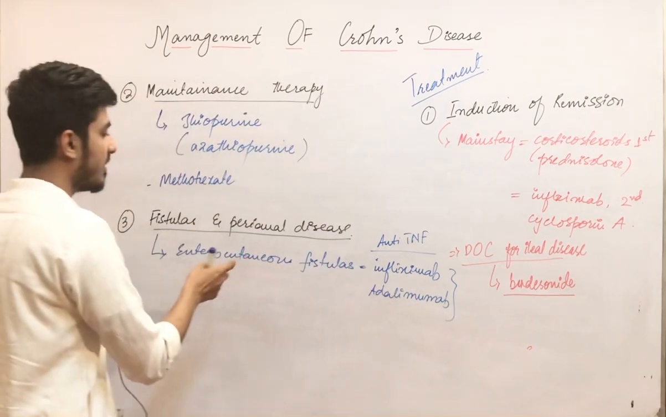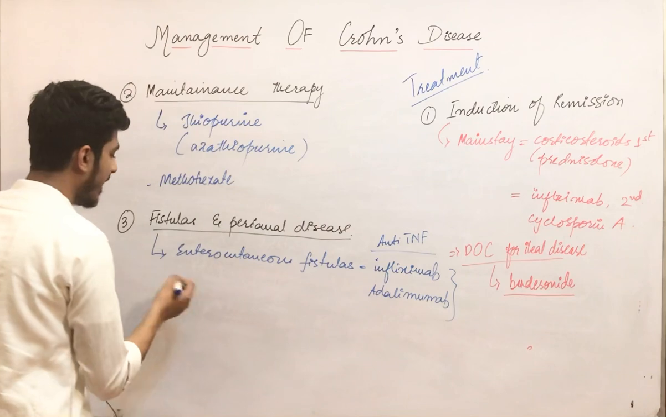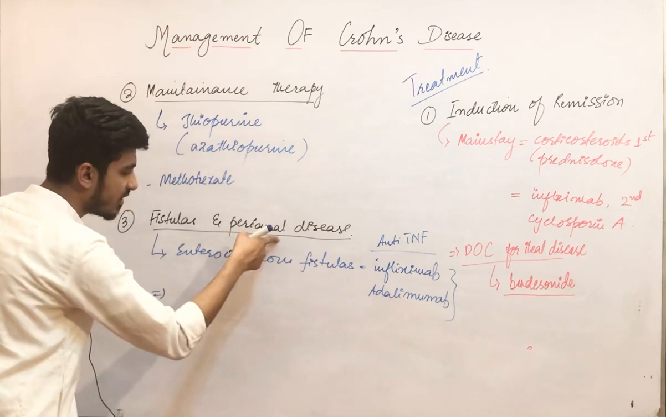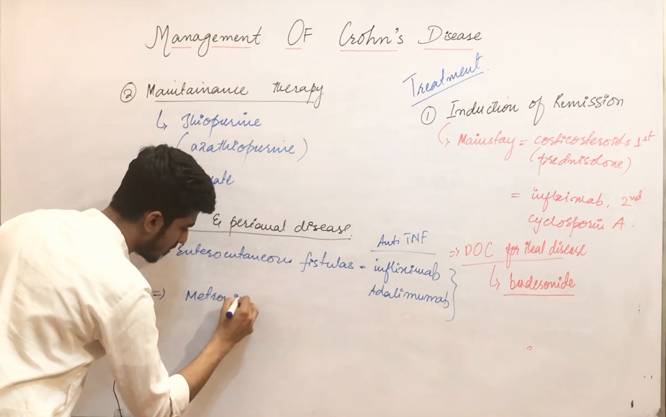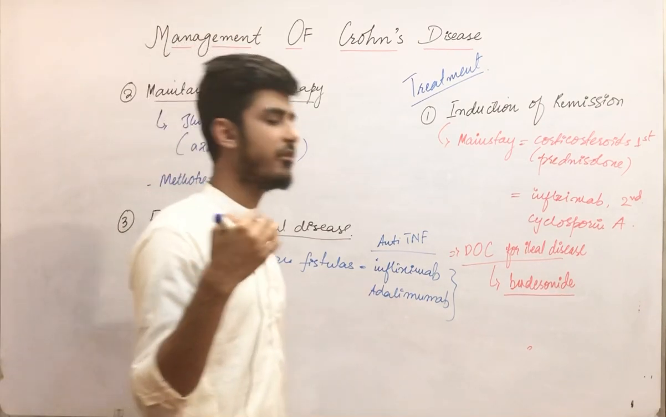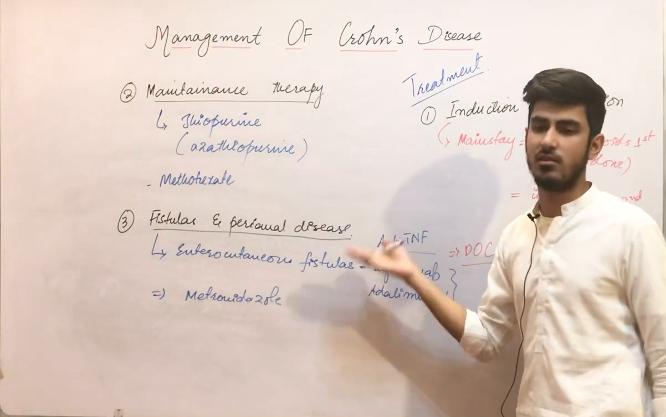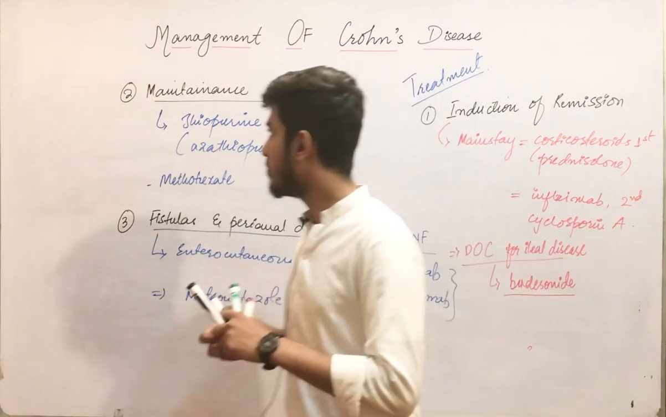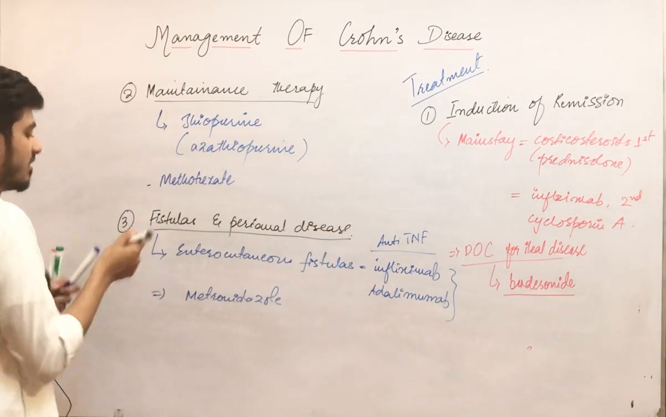But here the medical therapy is infliximab and adalimumab, and we can also give antibiotics for the perianal diseases, like metronidazole. They can also be given. But you can say that after this medical therapy, the mainstay of the treatment is obviously the surgical treatment. Clear? So after this we have the surgical treatment.